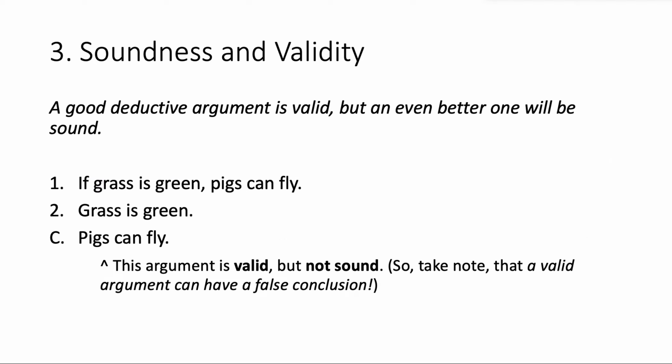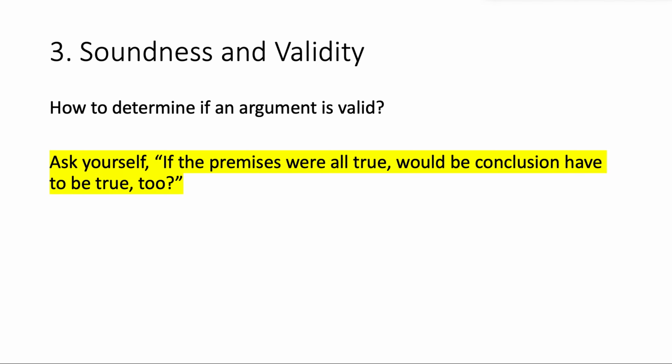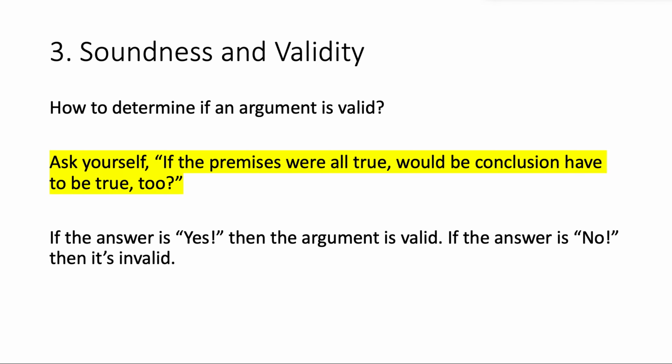So going back here, we ask ourselves of this argument, in a world in which premises 1 and 2 are true, in a world in which it's true that if grass is green, pigs can fly, and in a world in which grass is in fact green, is it necessary that pigs can fly? And the answer is yes. If the premises are both true, the conclusion has to be true. Okay.